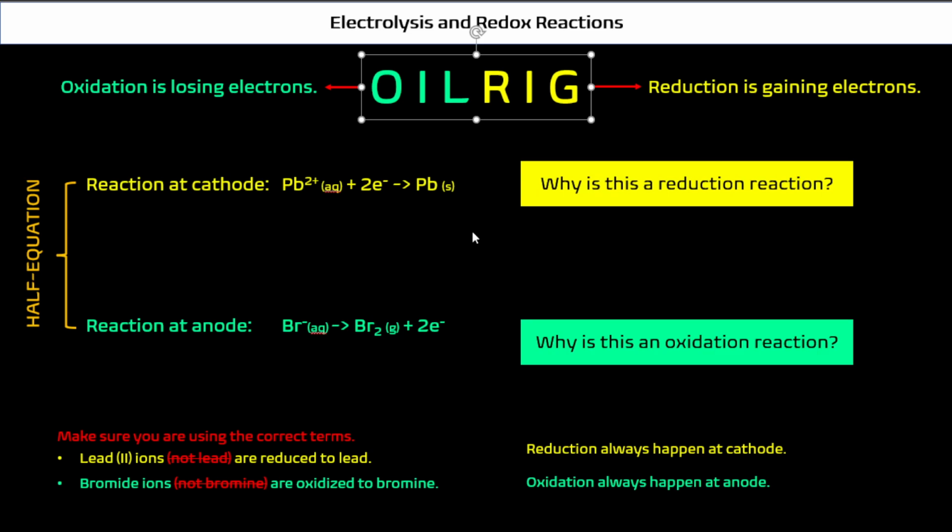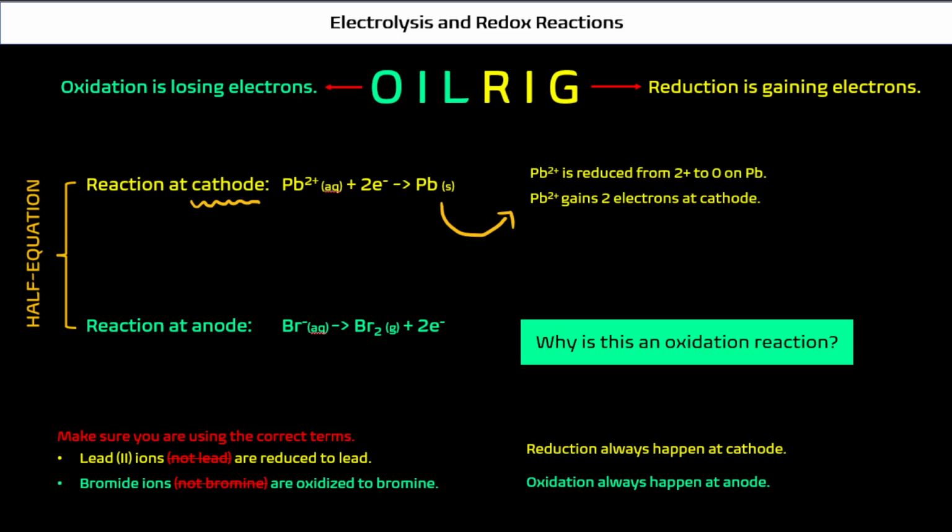In exams, they will often give you the equation and ask you why this is a reduction reaction, or they can also ask you why the cathode reaction is a reduction reaction. You can simply answer this question by saying that Pb2+ is reduced from a charge of 2+ to 0 on Pb. This is the simplest way to answer. Or you can also say that Pb2+ gains 2 electrons at the cathode, meaning that when you gain electrons, this is a reduction reaction.